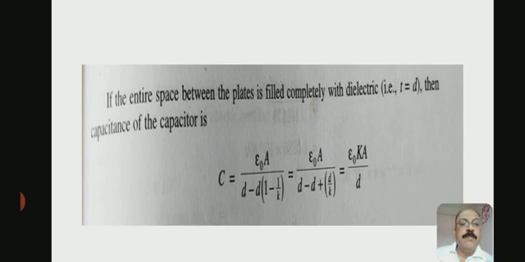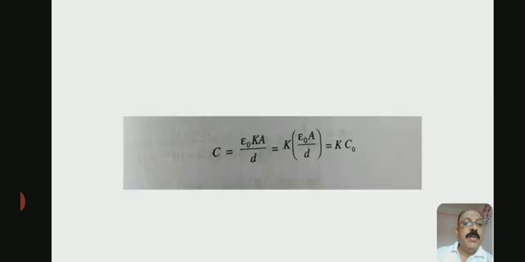That is equal to epsilon naught A divided by (d minus d plus d divided by K), that is equal to epsilon naught K A divided by d. So finally C is equal to epsilon naught K A divided by d, or K, which is a constant, times epsilon naught A divided by d.